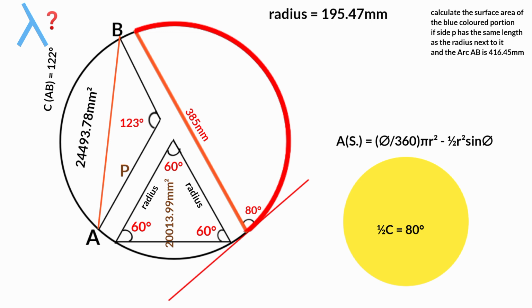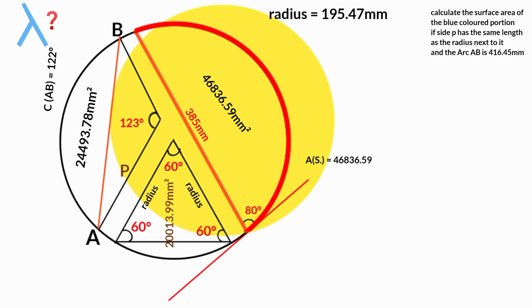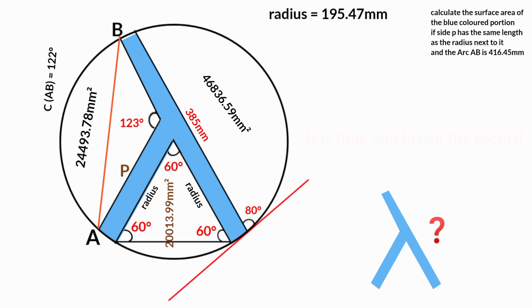We can also apply the same formula for this segment here. Earlier, we found half its central angle to be 80 degrees. That is, the central angle is 2 times 80 degrees, which is 160 degrees. And the radius is 195.47. If we substitute now, area of segment equals 160 over 360 times pi times 195.47 all squared minus 1 over 2 times 195.47 all squared sine 160 degrees. This also, if you press your calculator, is 46,836.59. So area of the segment is 46,836.59 millimeters squared.